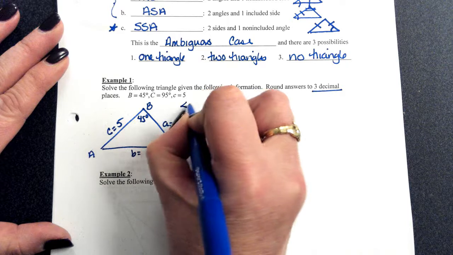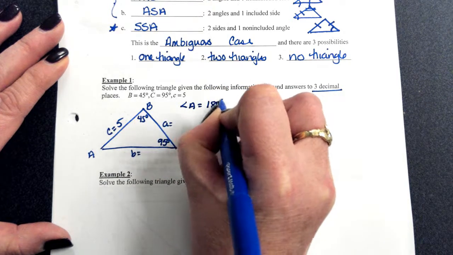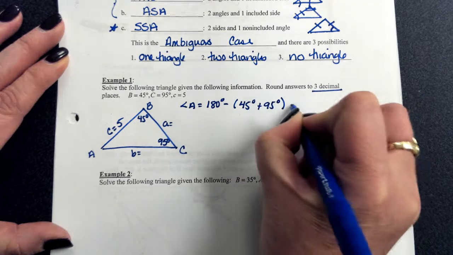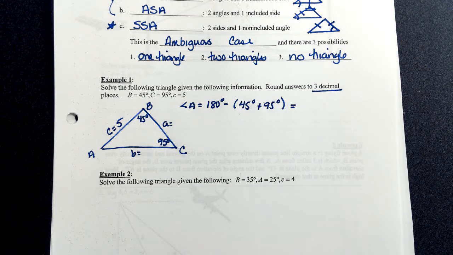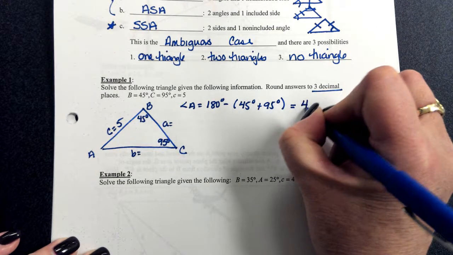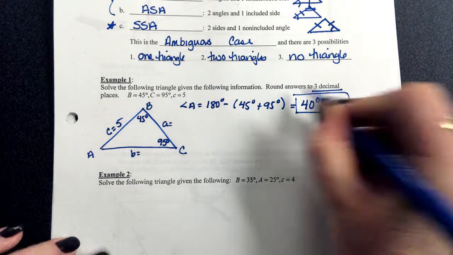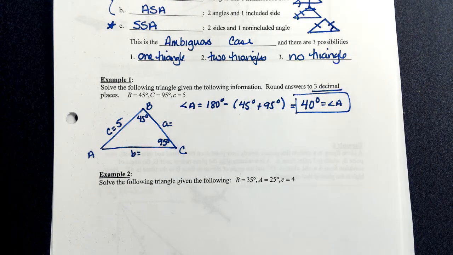Well, since I know 2 out of the 3 angles in this triangle, how can I solve for angle A? I can simply take 180 degrees and subtract from that the sum of 45 degrees plus 95 degrees, using your triangle sum theorem. So let's see, 45 plus 95, that's going to give me 40 degrees. Like I said, if I give you 2 of the 3 angles, you can just add them together and subtract from 180.